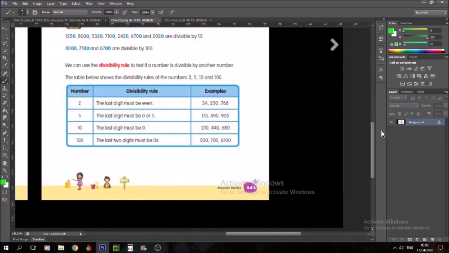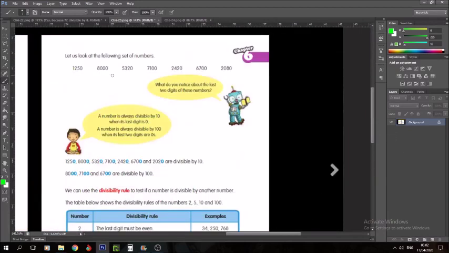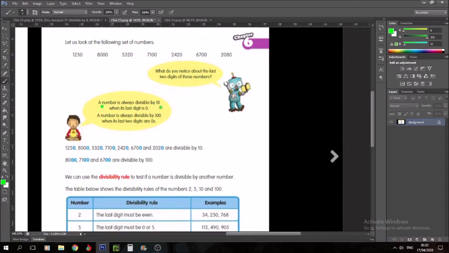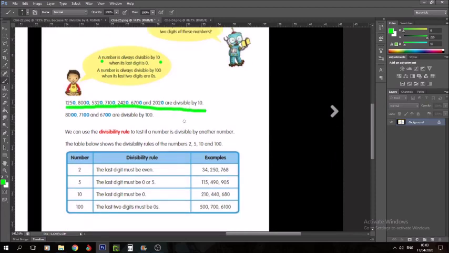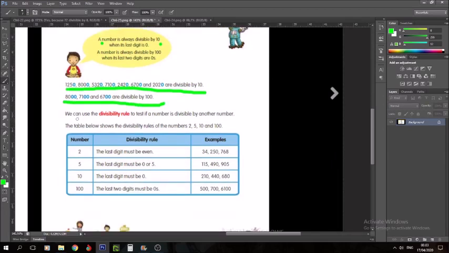Next, page 243. Look at the following set of numbers. A number is always divisible by 10 when its last digit is 0. And a number is always divisible by 100 when its last 2 digits are 0. So this number can be divided by 10. This number can be divided by 10 and can be divided by 100. These are the numbers that are divisible by 10, and these numbers are divisible by 100. We can use the divisibility rule to test if a number is divisible by another number.